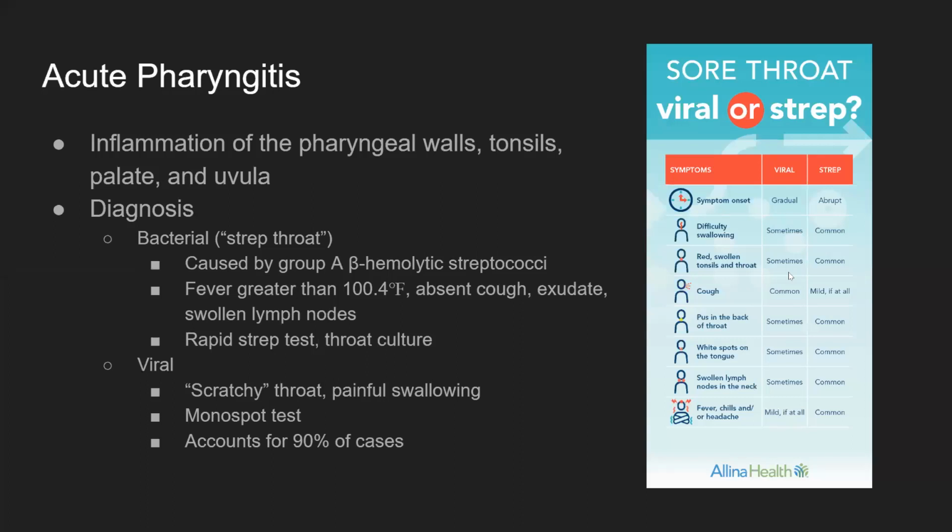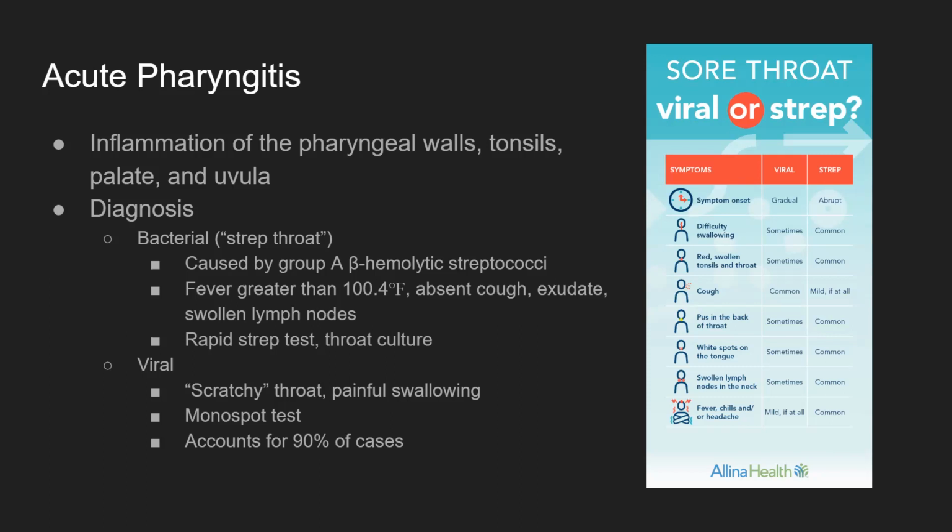So going into acute pharyngitis, this is the inflammation of the pharyngeal walls, tonsils, palate, and uvula. This infection can be caused by a virus, bacteria, or fungus, but I will focus on viral and bacterial infections. Diagnosis of acute pharyngitis depends on whether the infection was caused by a bacteria or virus. If the patient presents with 2 or 3 of the bacterial manifestations, like a fever greater than 104 degrees Fahrenheit, an absent cough, exudate, and swollen lymph nodes, then a rapid antigen detection test and/or a throat culture can be done and help with diagnosis.